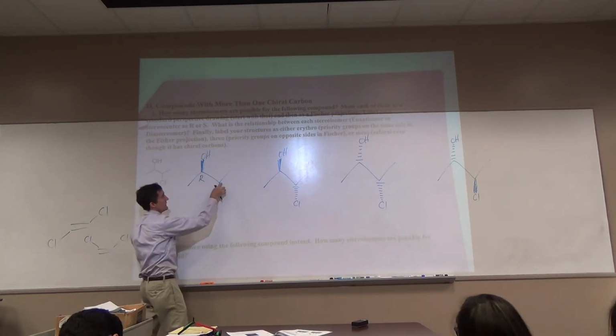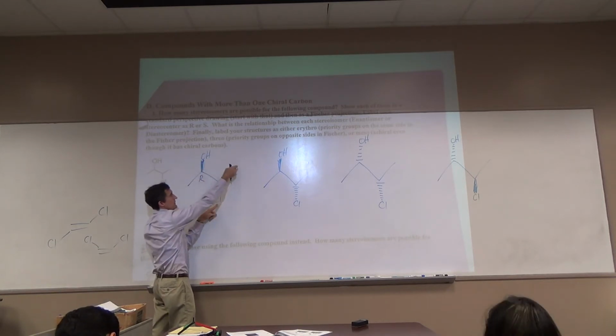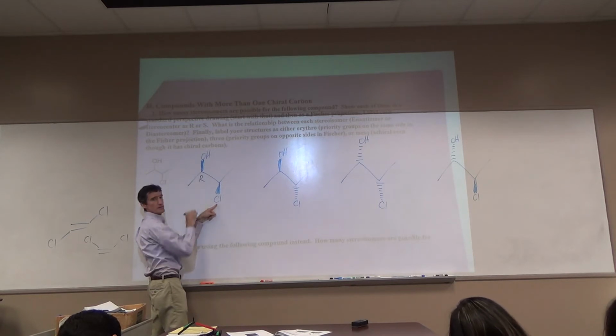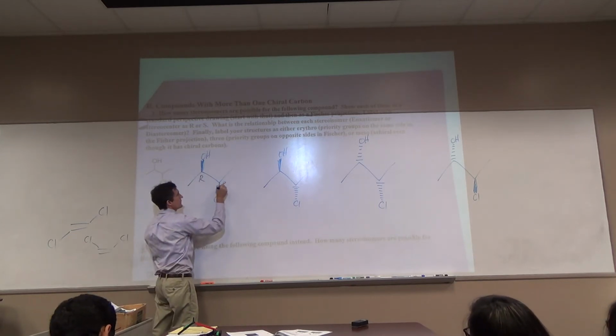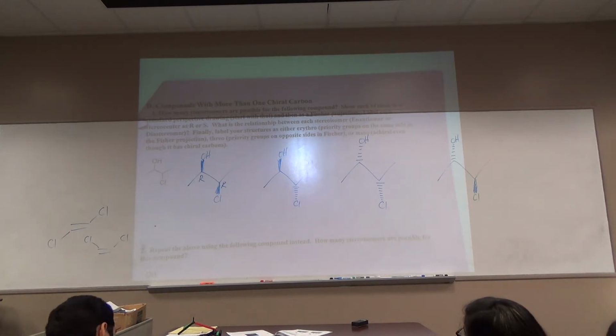R. How about this? Chlorine 1, carbon with O is 2, carbon is 3, H in the back. What is this? Both of these are R. Chlorine, H in the back, yeah.